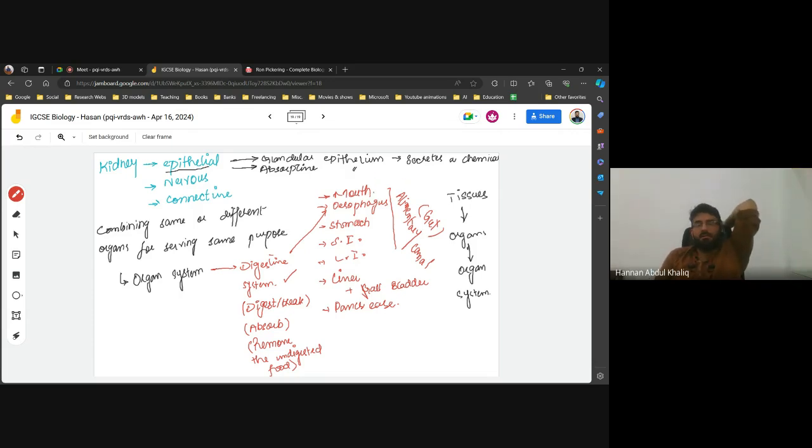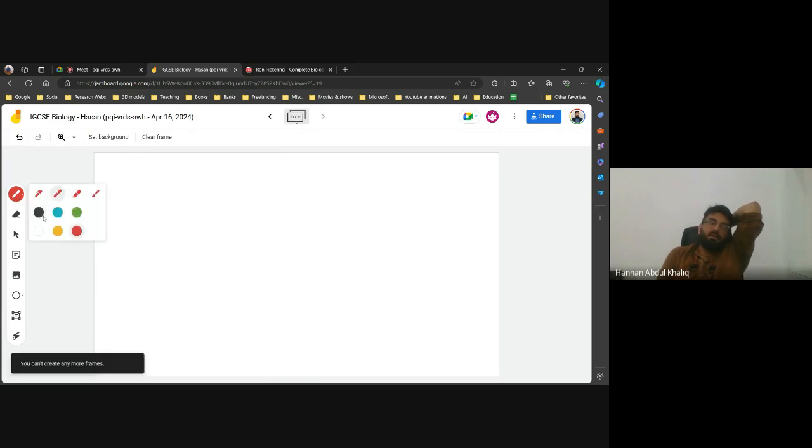So you see, every other part is an organ. Mouth, esophagus, stomach, small intestine, large intestine, liver, pancreas, gallbladder. Every other part is an organ, and every organ is involved for the same purpose. Then respiratory system. Then there is a system called the urinary system.